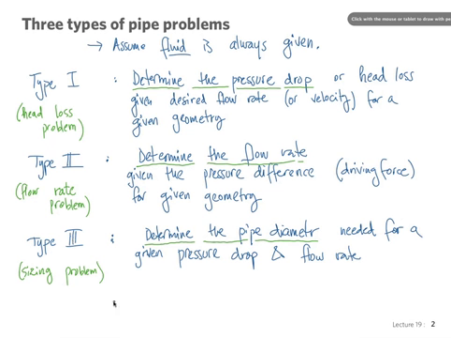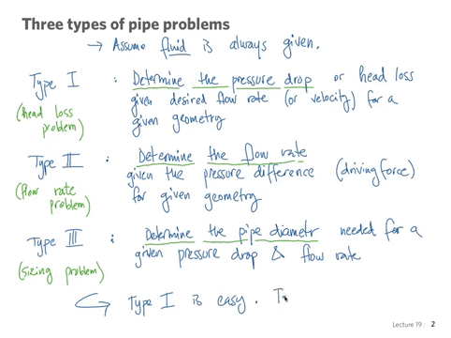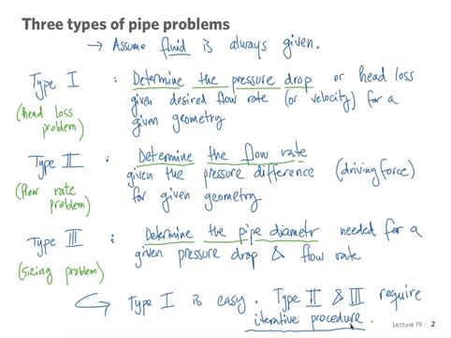So we're going to do a couple of examples to illustrate. Type 1 is easy. Type 2 and 3 require an iterative procedure. So they're not so easy. Of course, one can write a computer program to make this easier. But let's do an example by hand to illustrate how this would work.